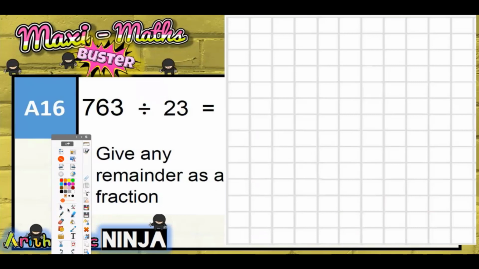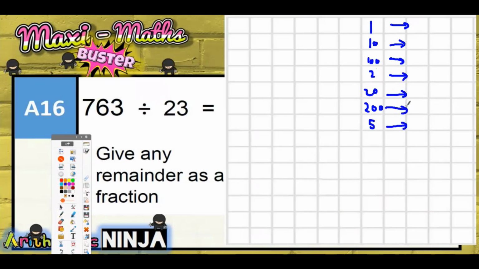Question 16, 763 divided by 23. Now, we will discuss two different methods for this. The first method is the chunking method, dividing by lots of 23. I always say when we're doing chunks, do 1 lot, 10 lots, 100 lots, 2 lots, 20 lots, 200 lots, and 5 lots. And since we're doing 23s, that's what we're working out these chunks of.